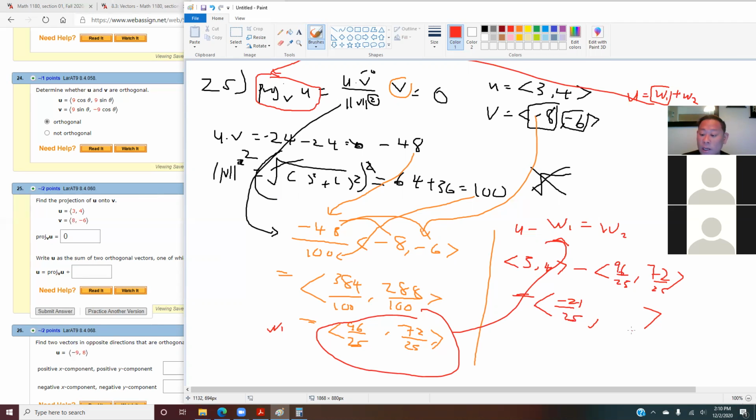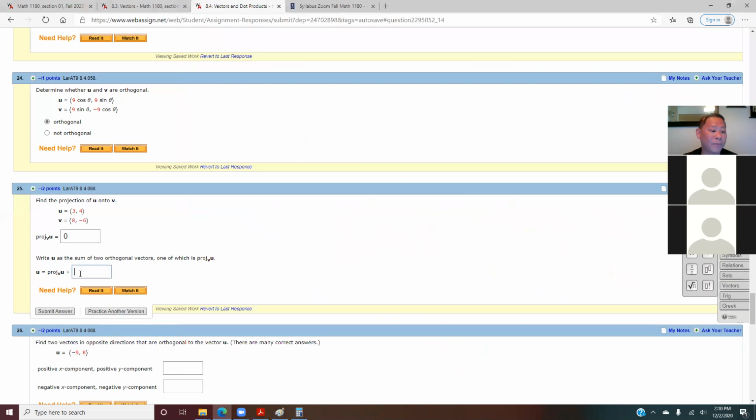That will give me 28 over 25. So this is your answer for him. Okay, you guys all right here? Again, this is 0, so it's easy. If this is 0, then this will be exactly 3, 4, because it's 0. So yeah, you guys all right?